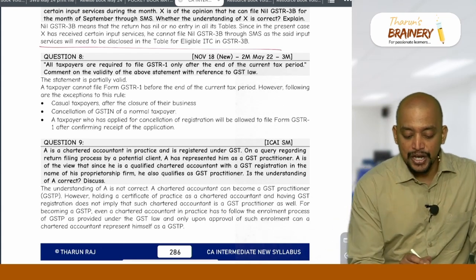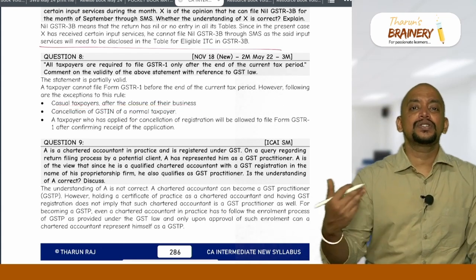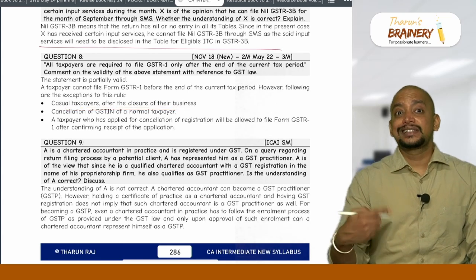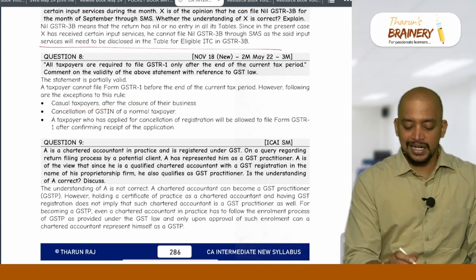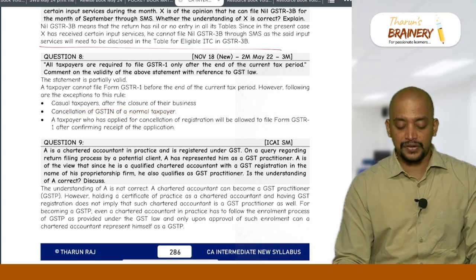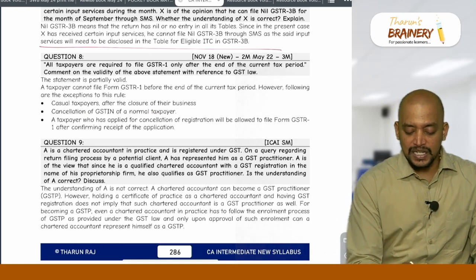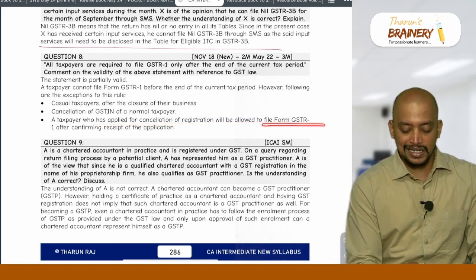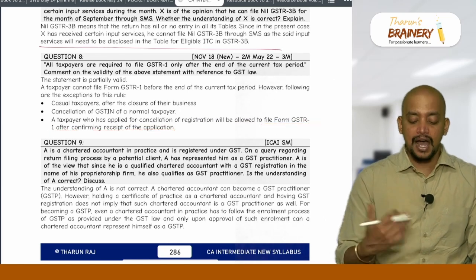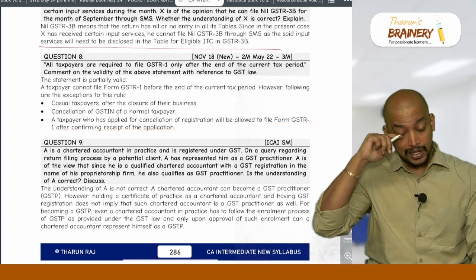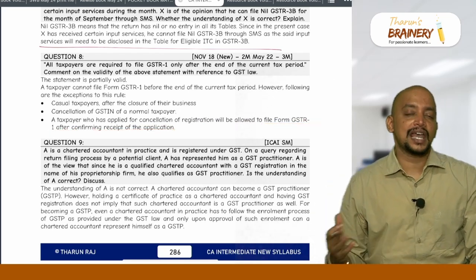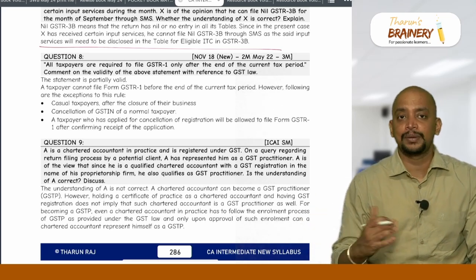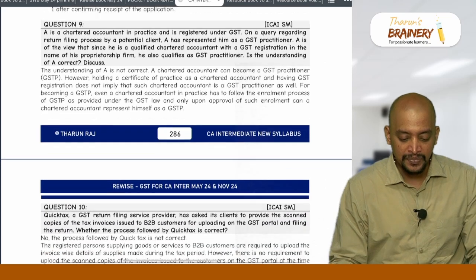That is by a casual taxable person, because they close their business now. So, casual taxable person, or cancellation of registration. Immediately also they can file, or a taxpayer who has applied for cancellation of registration will be allowed to file GSTR 1 only after confirming the receipt of the application. Okay. So, basically in two cases, casual taxable person and cancellation of registration, either suo motu by the department or on the application made by the registered person.